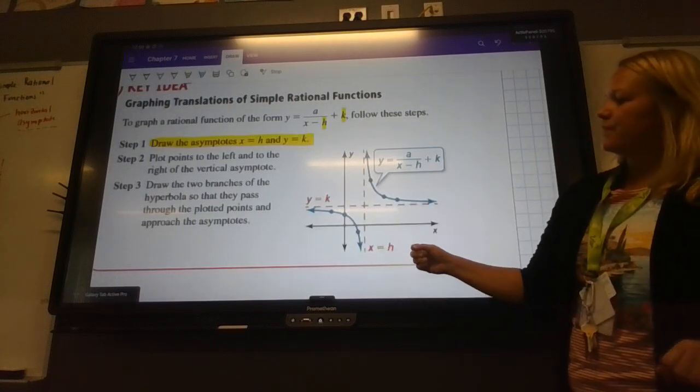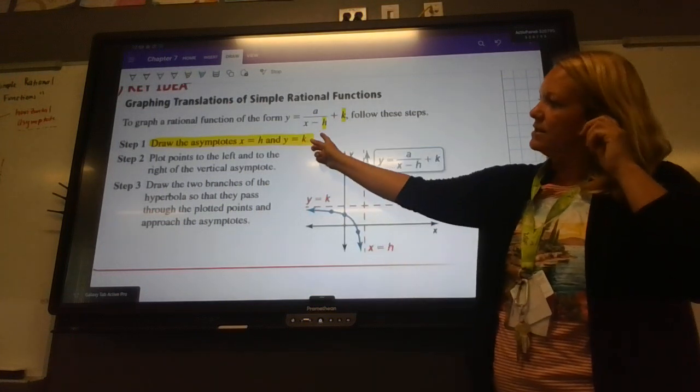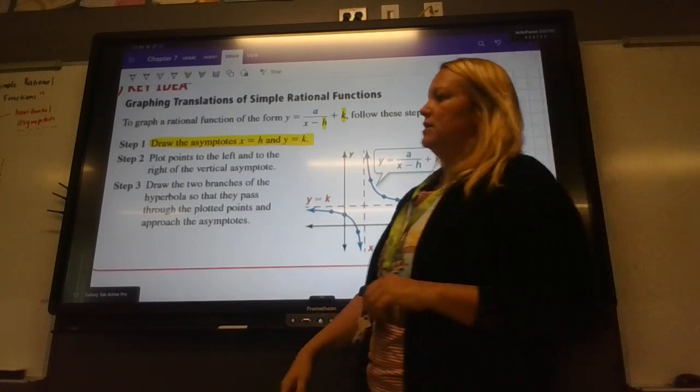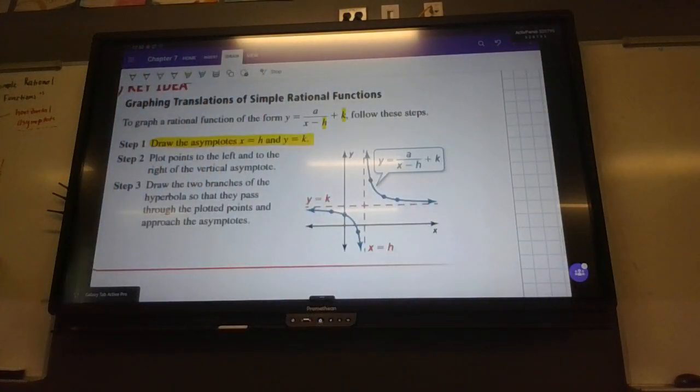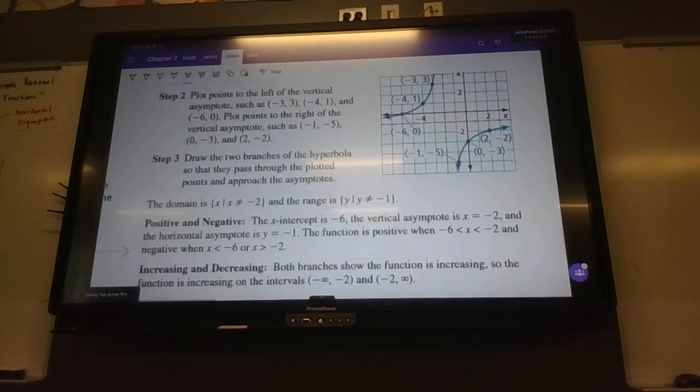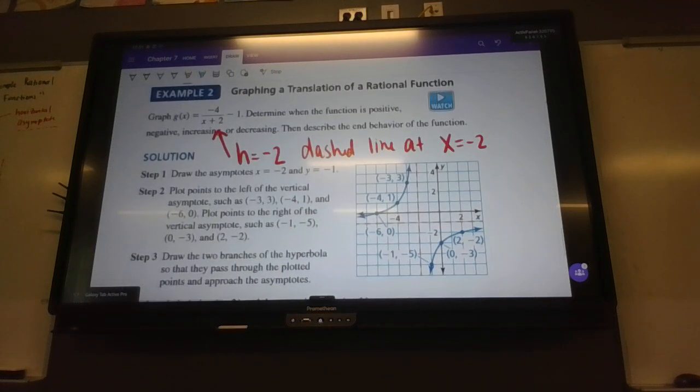So whatever value will make this undefined, that's at the center. So when you're thinking about how do I make my table, it's the H value that's undefined, that should be in the middle, and some to the left and some to the right. So turn your page, and this is a great example. Your book really explains this kind of at length.